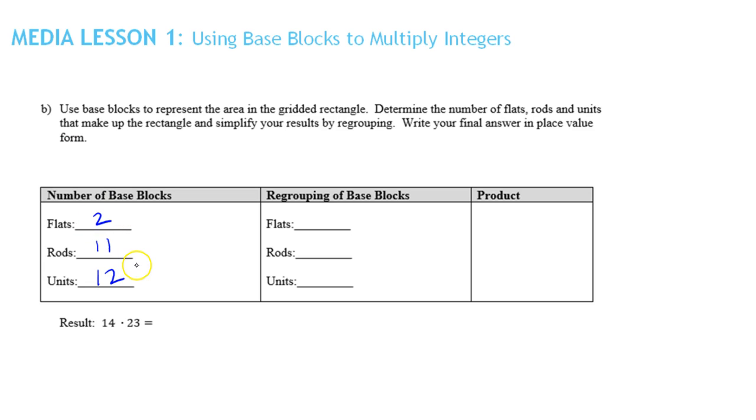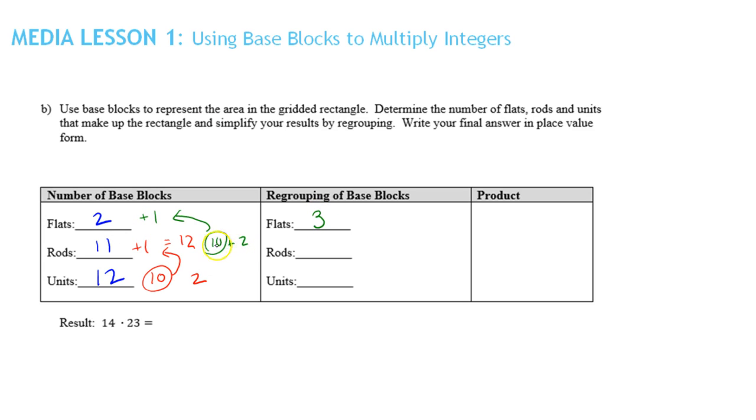Now we're going to want to regroup these like we did before. So remember, if we have 10 of any one quantity, we want to regroup it into one of the next size quantity. So we could think of this as 10 units and 2 units, and we're going to take the 10 units and make that a rod. Okay, so now we have 12 rods, and we need to regroup that again. This would be 10 rods plus 2 rods. Well, 10 rods is equal to 1 flat. So in total, we have 3 flats.